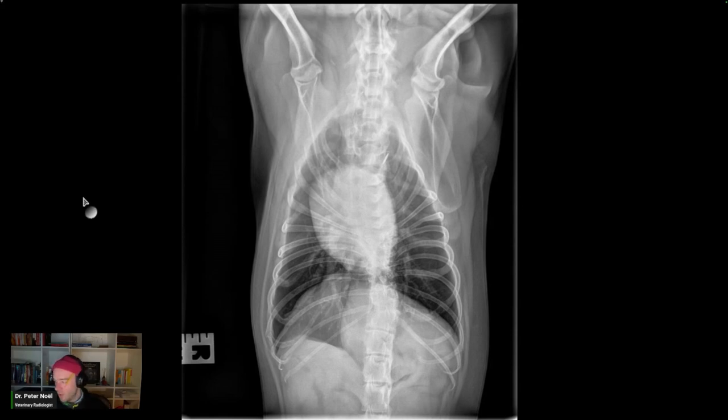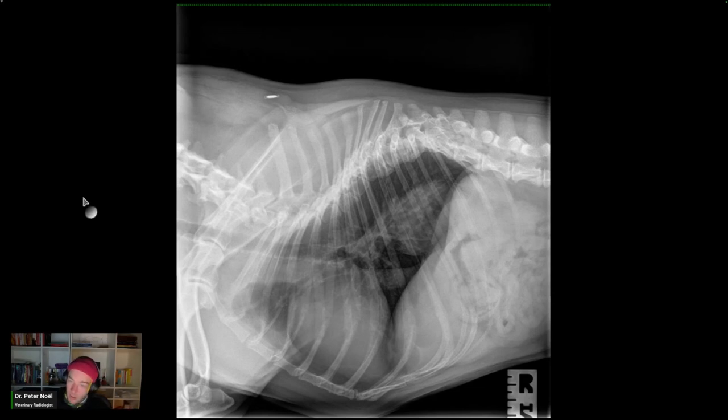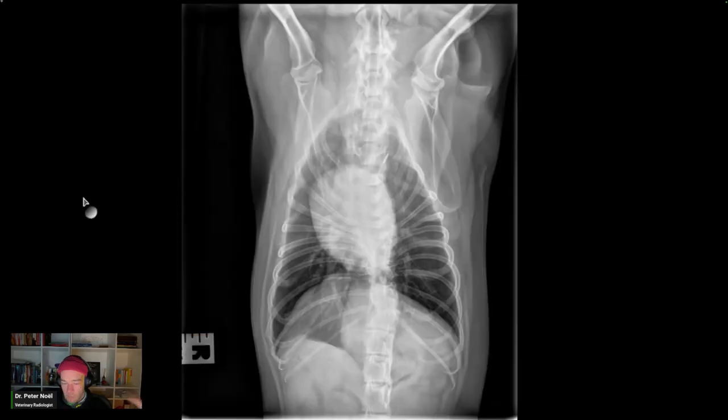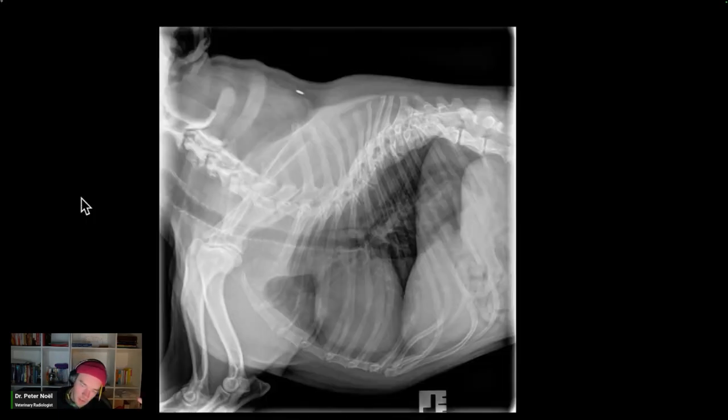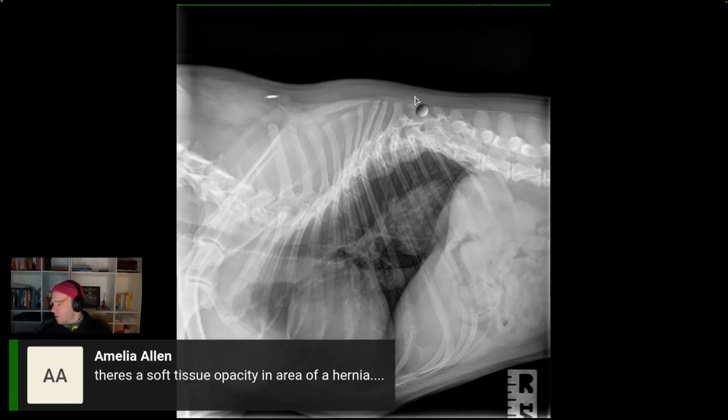I know it's esophagus, and if you feel confident that you've seen things like this before, but what else is here? You got an accessory lung lobe. You got the diaphragm. There's blood vessels. There's the cava right there. And then the aorta's up here, the azygos veins up there. So blood vessels, probably a little. Yeah, so there's a soft tissue opacity in the area of a hernia.